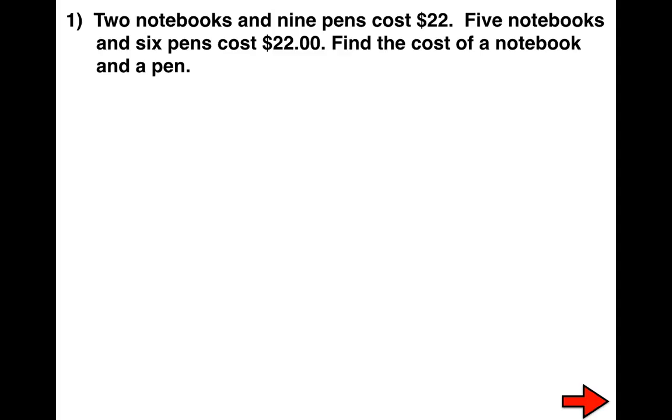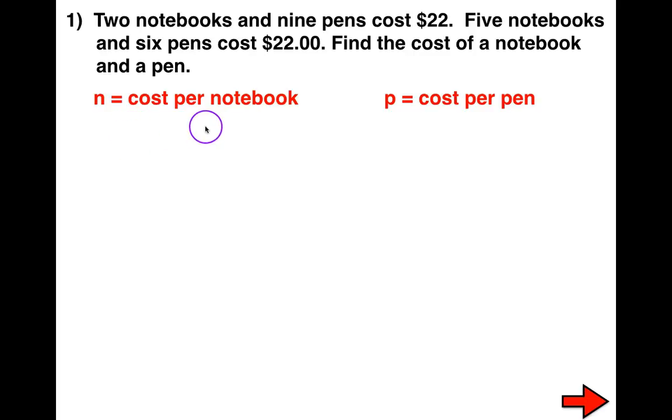So all of this is going to be review. It's just a matter of, are you going to know how to set it up depending on how the question is being phrased. So in this case, it does say 2 notebooks and 9 pens cost $22. 5 notebooks and 6 pens cost $22. Find the cost of a notebook and a pen. So the two unknowns is what's the cost of a notebook and what's the cost of a pen. So for those reasons, I'm going to go ahead and pick N for the cost of notebooks and then P for the cost of pens.